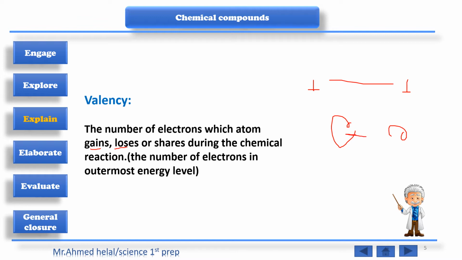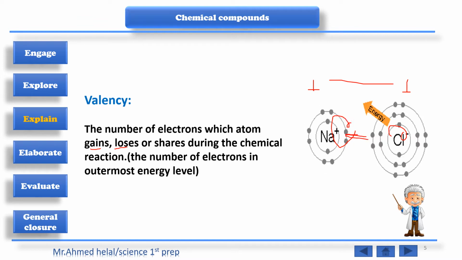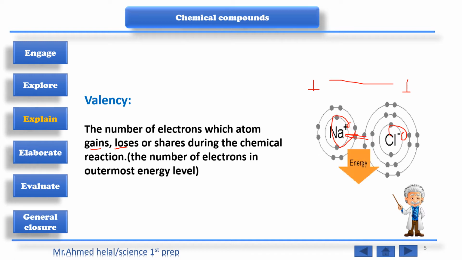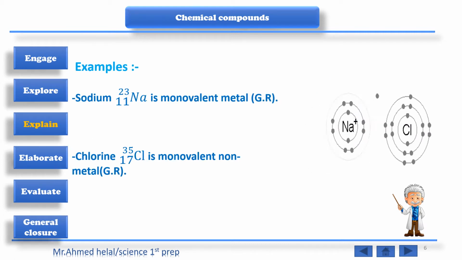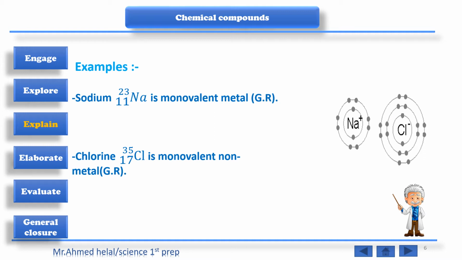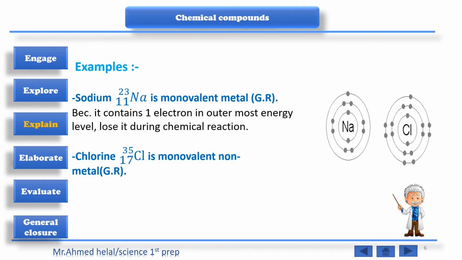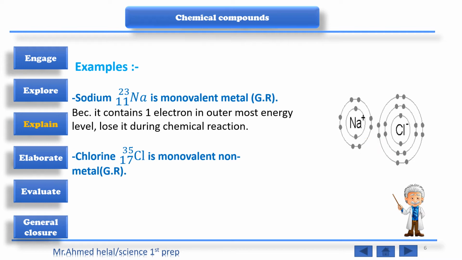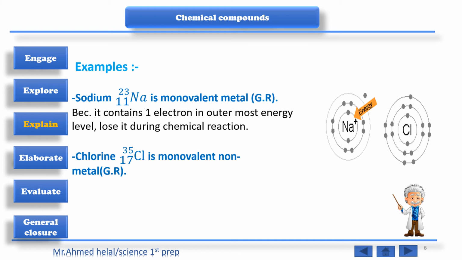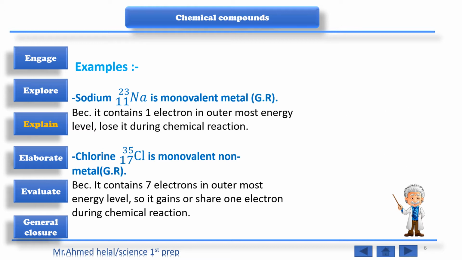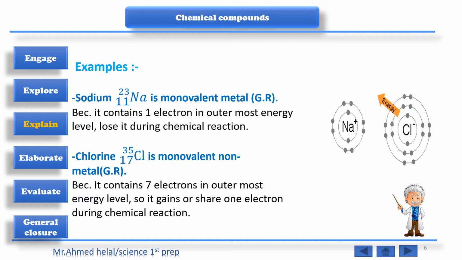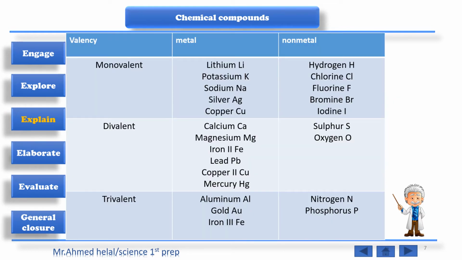This is in an ionic bond, but in a covalent bond, it's the number of electrons which the atom shares during the chemical reaction. Examples: sodium, Na, is monovalent. Why? Because it contains one electron in the outermost energy level and loses it during the chemical reaction. Chlorine, Cl-17, is a monovalent nonmetal. Why? Because it contains 7 electrons in the outermost energy level, which means that it gains or shares 1 electron during the chemical reaction. It's important to remember the valency of each element. We will use it in the next sessions.